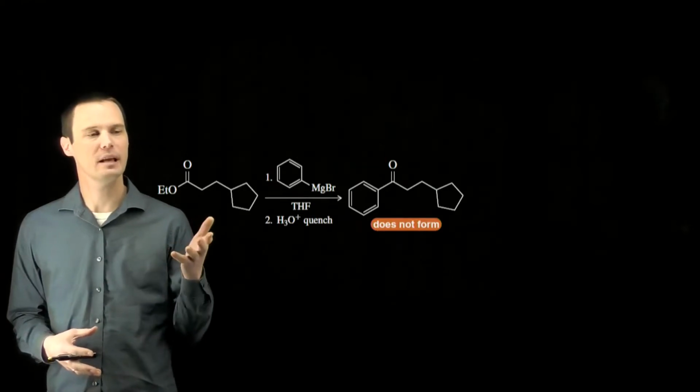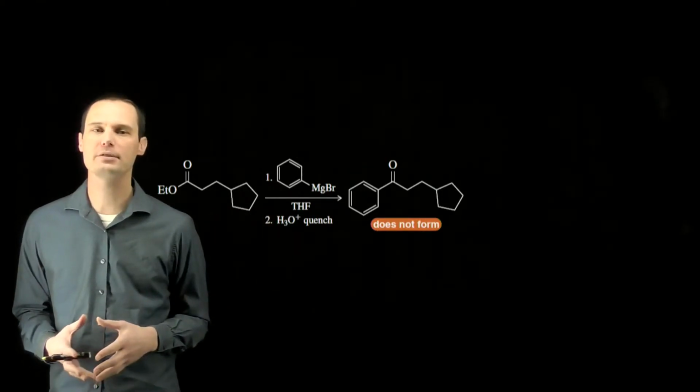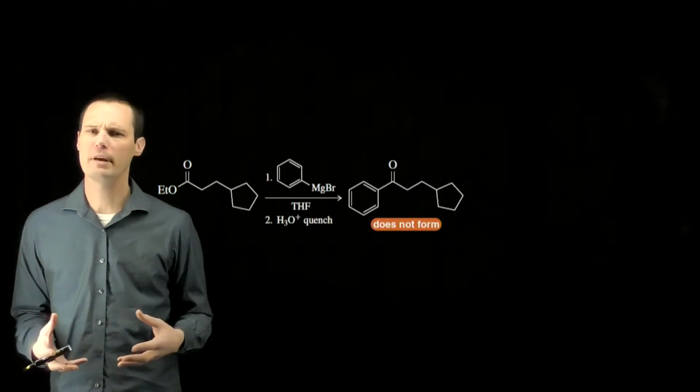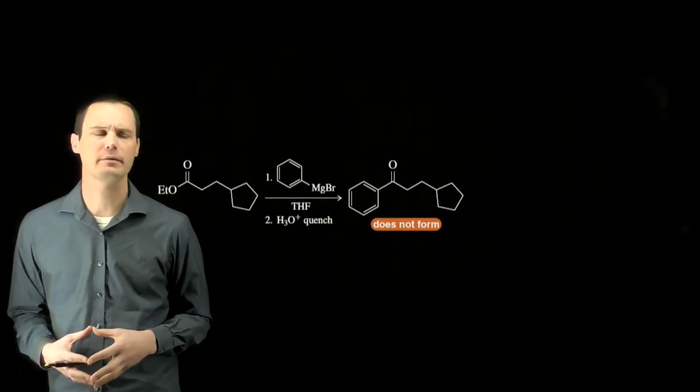This assessment tells us that a chemist tried to form this ketone from this ester by reacting with phenyl Grignard. However, that was not the product that formed. What is the product that formed?